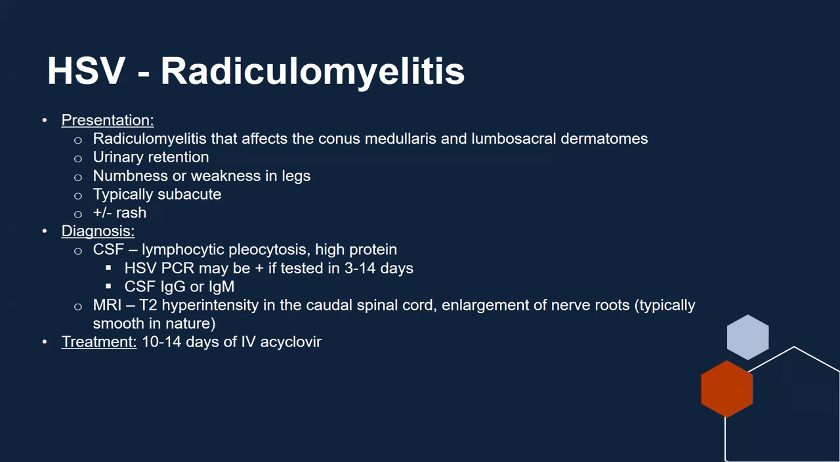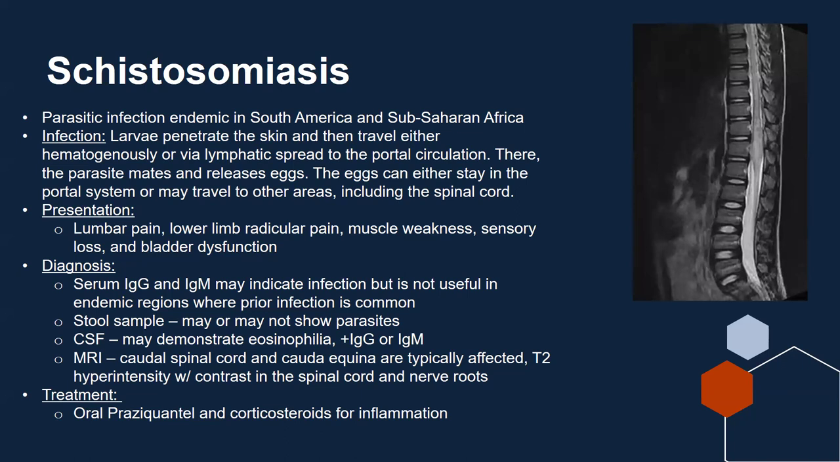Another organism that can affect the conus and cauda equina is schistosomiasis. This is a parasitic infection that's endemic in South America and sub-Saharan Africa. The larvae actually penetrate the skin and then travel either hematogenously or via lymphatic spread to the portal circulation. And there in the liver, the males and females mate and release their eggs, and the eggs can stay in the liver or go to the spinal cord or other areas of the body.